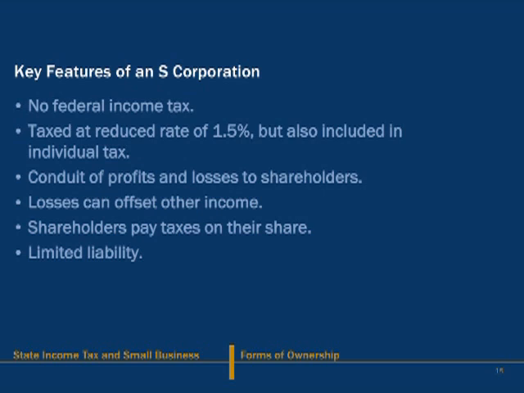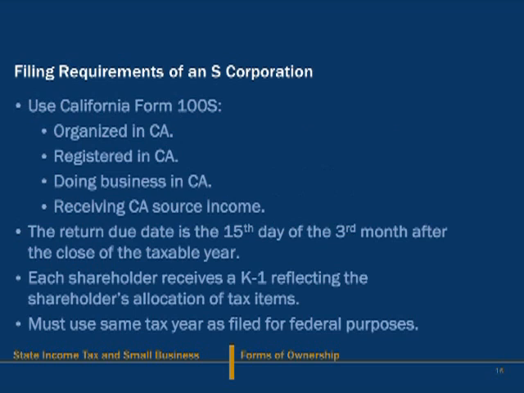Creditors may only look to the corporation and their business assets for payment. An S corporation requires a separate bank account and separate records. An S corporation that organizes, registers, conducts business, or receives California source income must file California Form 100S, California S Corporation Franchise or Income Tax Return. The S corporation must provide each shareholder with the Schedule K-1 that states the shareholder's pro rata share of the S corporation's items of income, deduction, and credit.